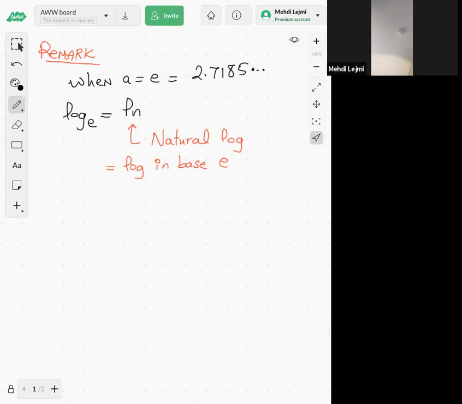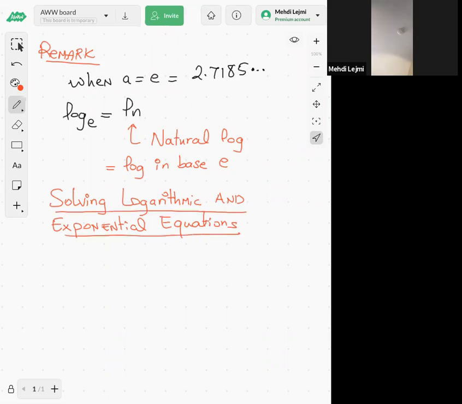All right. Anyway, now we can solve logarithmic and exponential equations. So let's move to the equations now. I'm going to solve logarithmic and exponential equations. I'm going to start with examples, probably 1 or 2. We're going to start with the logarithmic equations. So let's start with the first example of a logarithmic equation.